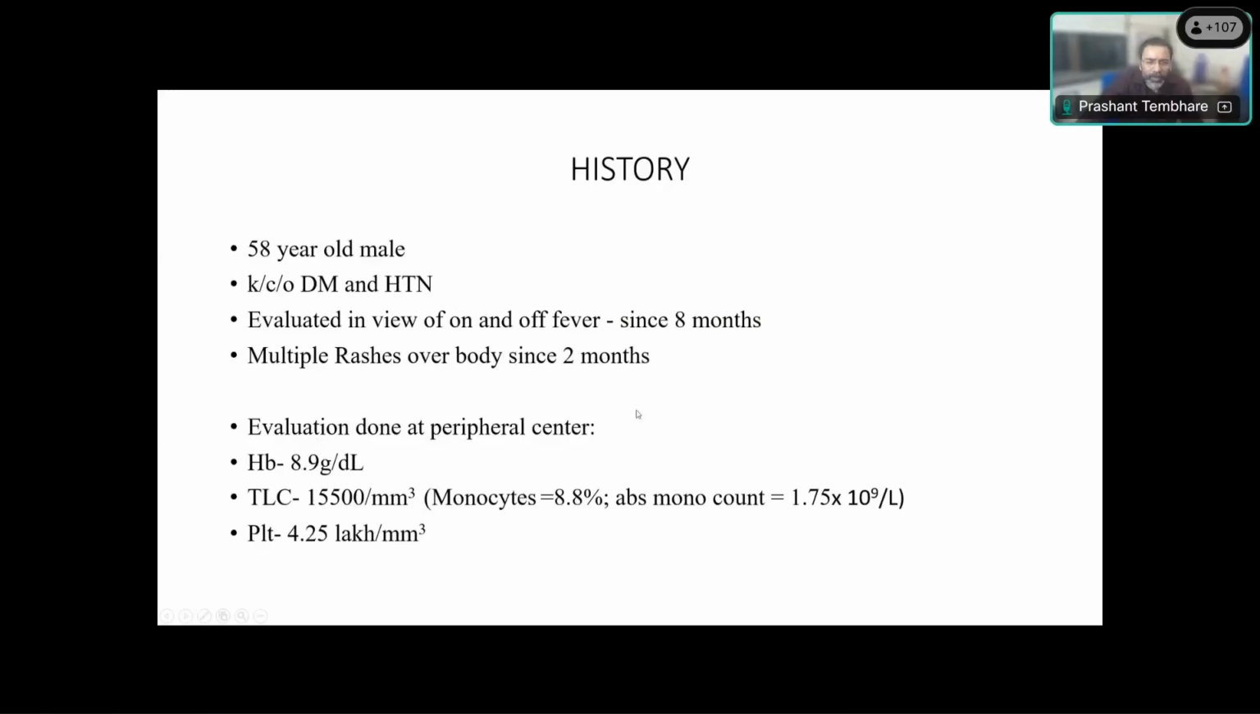Now the patient was evaluated at a peripheral center and found to have anemia. The TLC was increased, the count was 15,500, in which approximately 8 to 9% were monocytes, and the absolute monocyte count is close to 2,000. Platelet count is normal, that is 4.2 lakh. This is your CBC and this is the history.